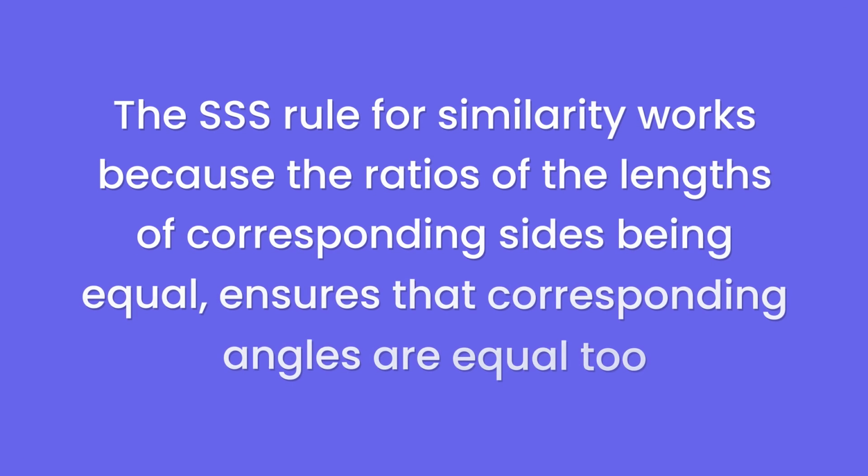The SSS rule for similarity works because the ratios of the lengths of corresponding sides being equal ensures that corresponding angles are equal too.